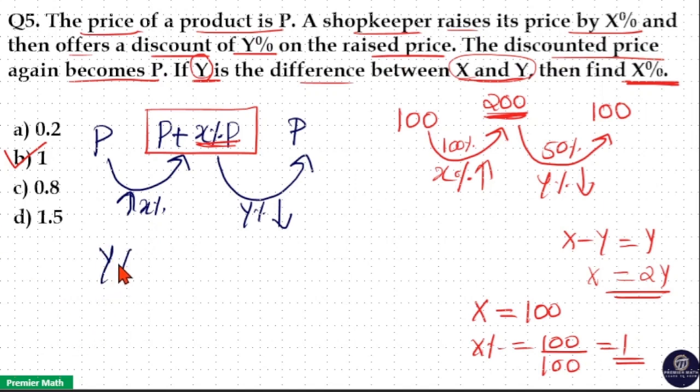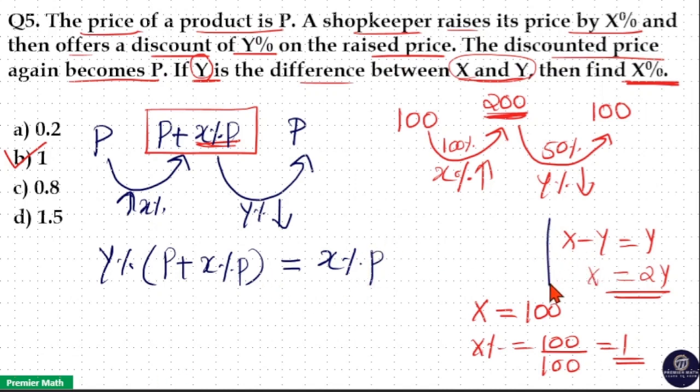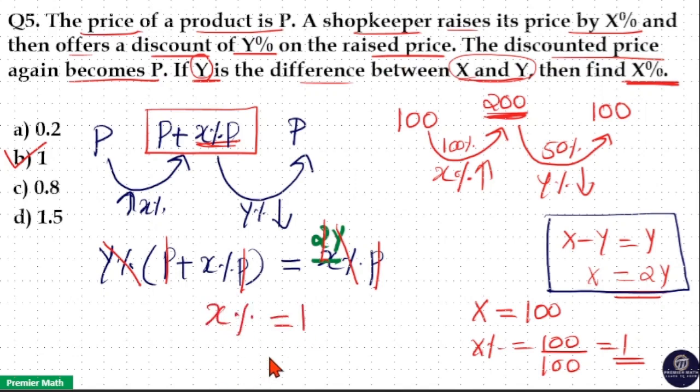Here Y percentage of increased price, P plus X percentage of P, is equal to the difference between these two, which is this part, that is X percentage of P. Here we already said X minus Y is equal to Y, that is X is equal to 2Y. So if I substitute X as 2Y, then you can see Y percentage and Y percentage cancel. Now 2P minus P is equal to P, and X percentage of P is equal to P means X percentage is equal to 1. So X percentage is equal to 1. Your answer is 1.